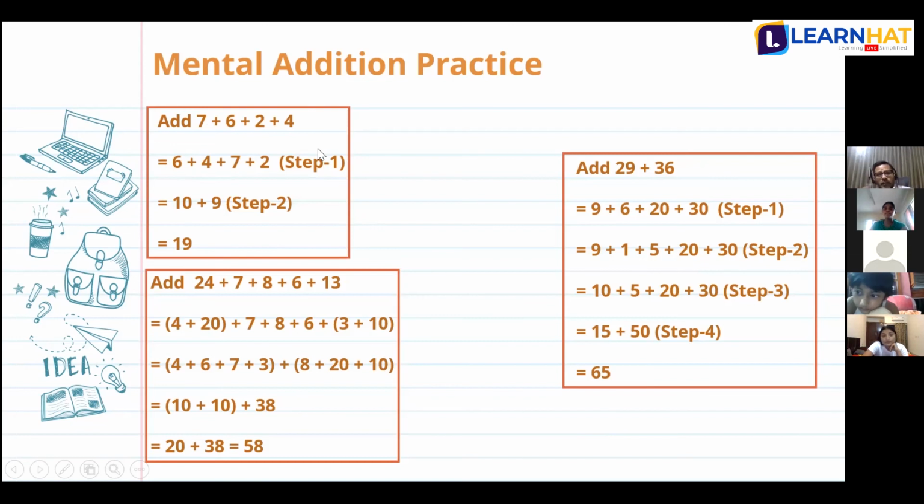So we learned different concepts. The ultimate goal is like we need to find 10, group the numbers to become 10. So which numbers will become 10? 6 plus 4 will become 10. So write it as 6 plus 4. Then put 7 and 2 as it is. That's step 1. So 6 plus 4 will become 10. 7 plus 2 will become 9. So 10 plus 9, 19. Okay.